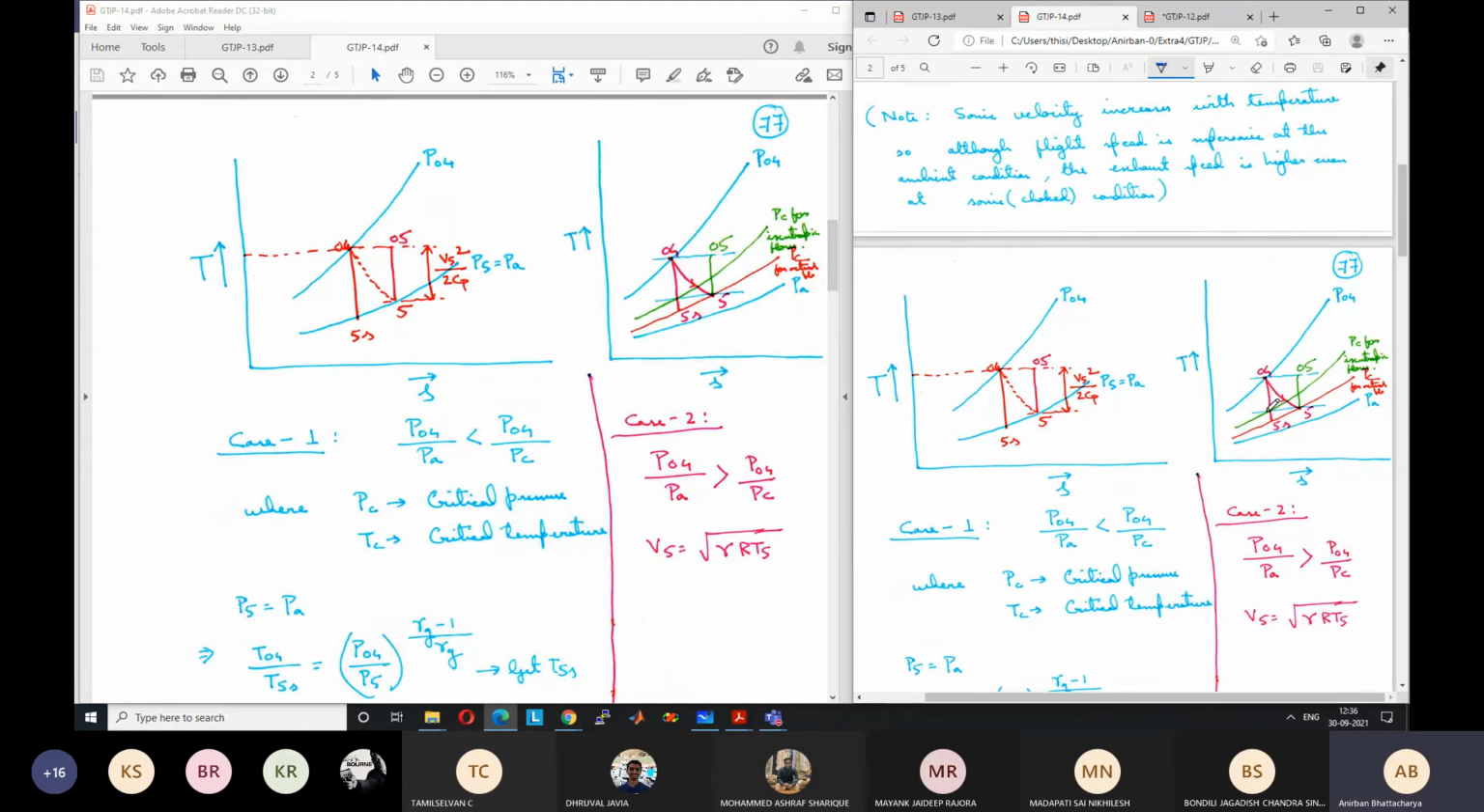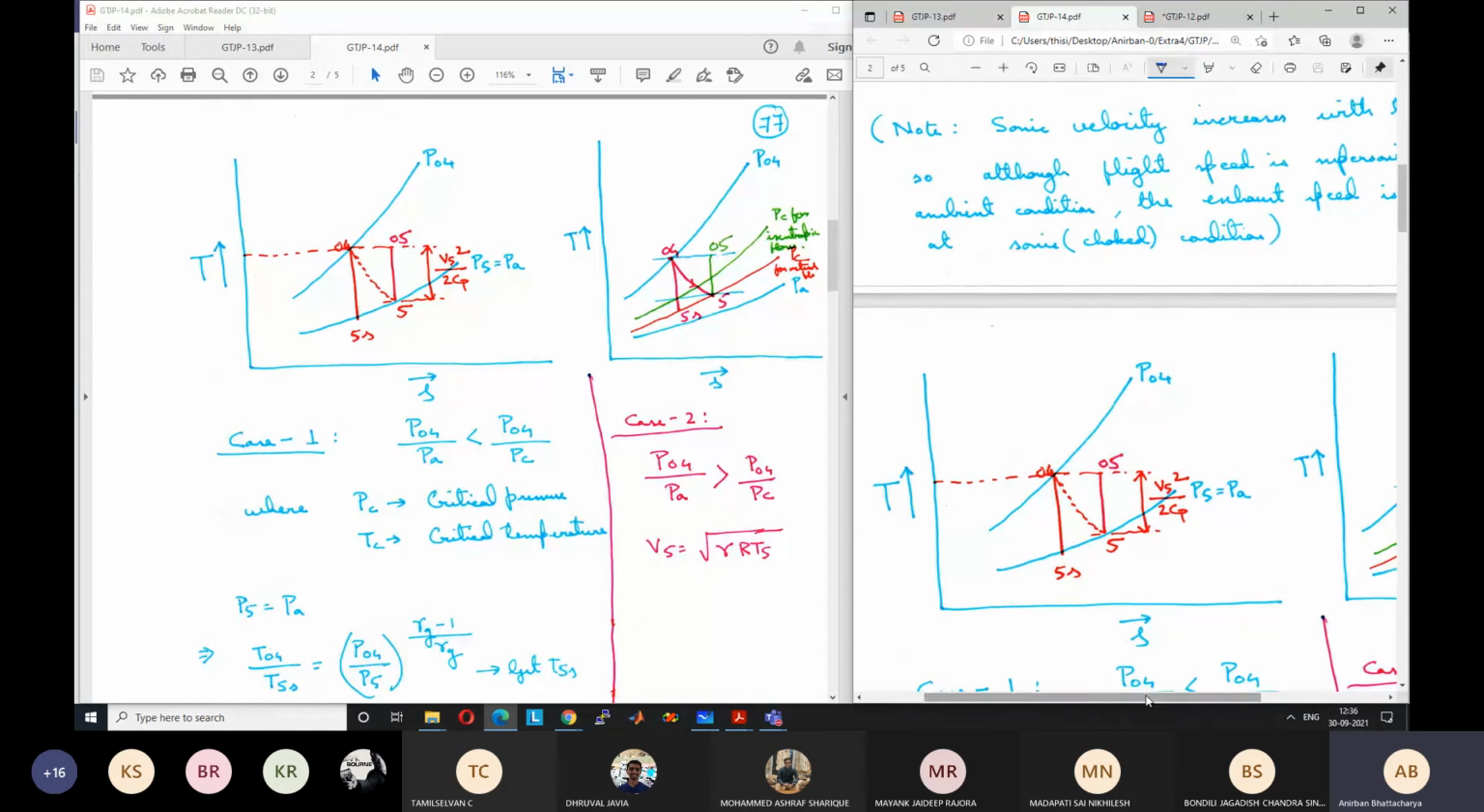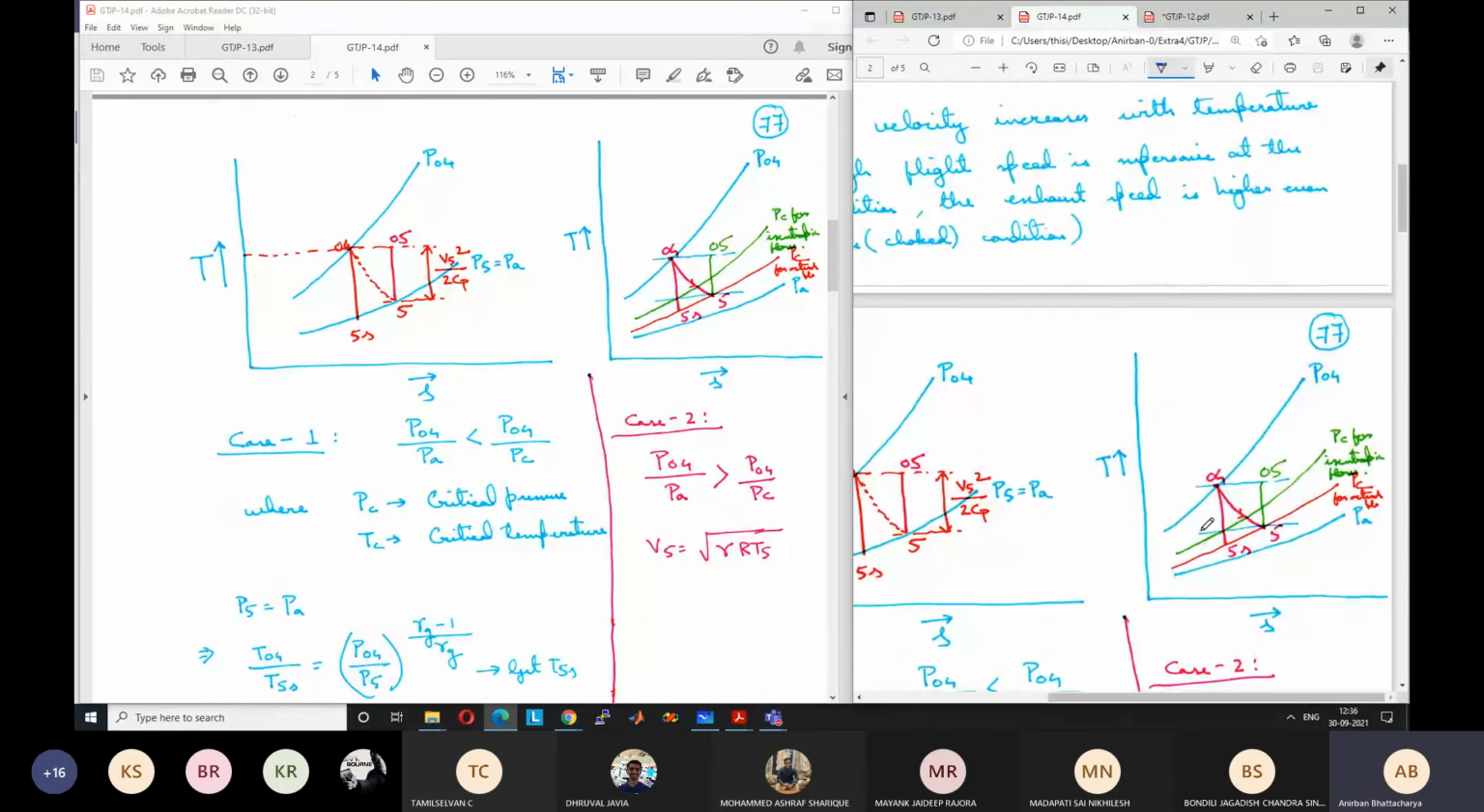This is slightly tricky to understand. So at this point itself, we would have reached the sonic velocity. While going from here to here, at this point itself, we would have reached the sonic velocity because the change in enthalpy would have been sufficient to reach the sonic velocity. So in that case, the critical pressure would have been the pressure at this point.